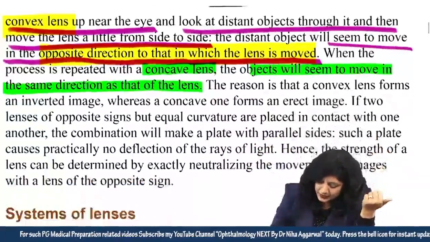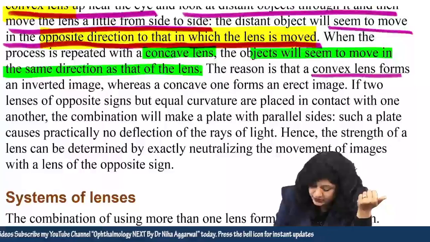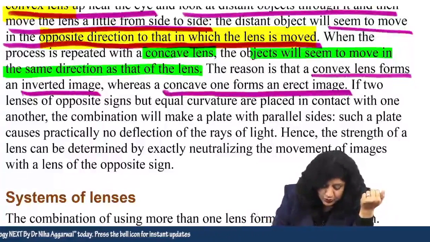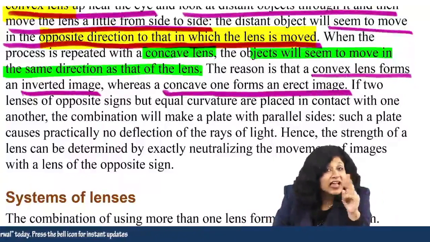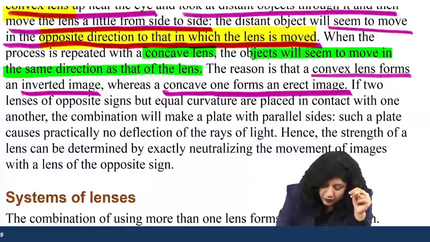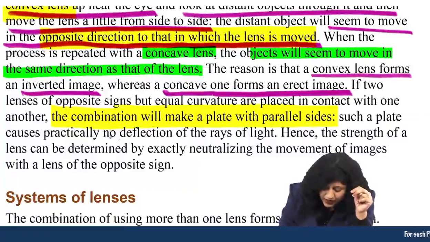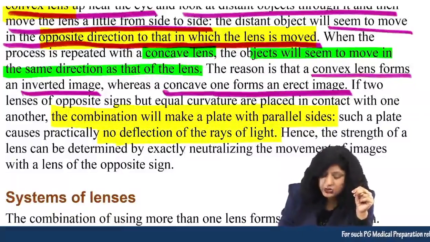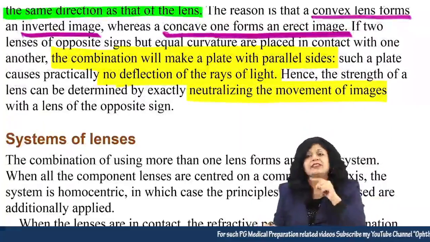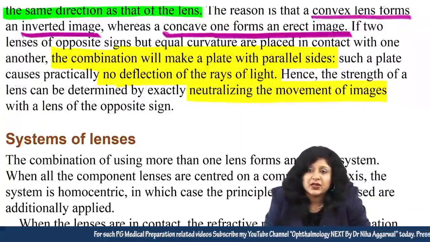Okay, the reason is that now you have already seen the properties that the convex lens forms the inverted image, whereas a concave one forms the erect image. So if two lenses of opposite signs but of equal curvature are placed in contact with each other, what will happen? The combination will make a plate with parallel sides, and there will be practically no deflection of the rays. That is why you are neutralizing the movement of images, and that is actually the basic principle of retinoscopy. So I think this is very, very clear.